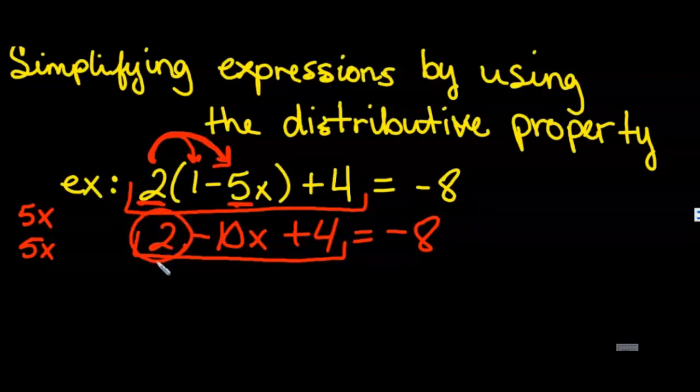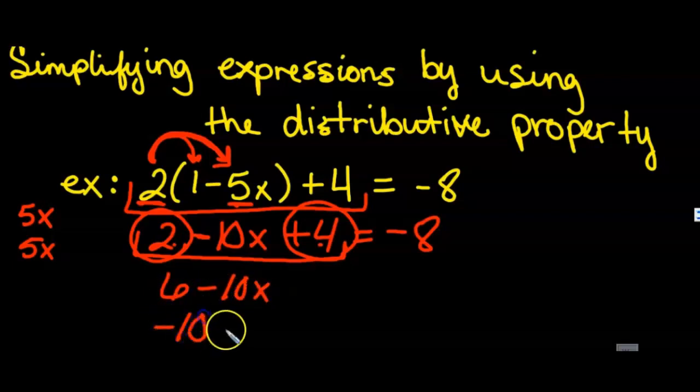We can combine the 2 with the 4. These are our constants. We need to combine them. So 2 plus 4 is 6. Okay? And then the minus 10x, we didn't do anything with that. So it's just going to kind of fall down. Now it can fall in front of the x or behind it. It doesn't really matter. I honestly prefer to put the x variable first.